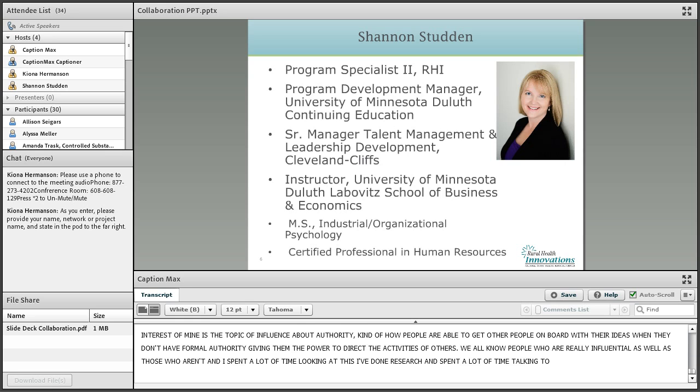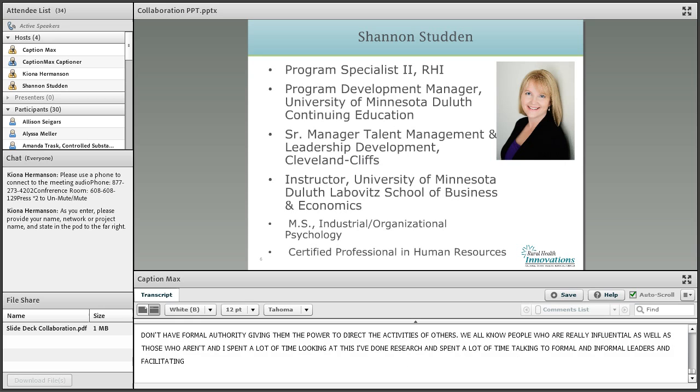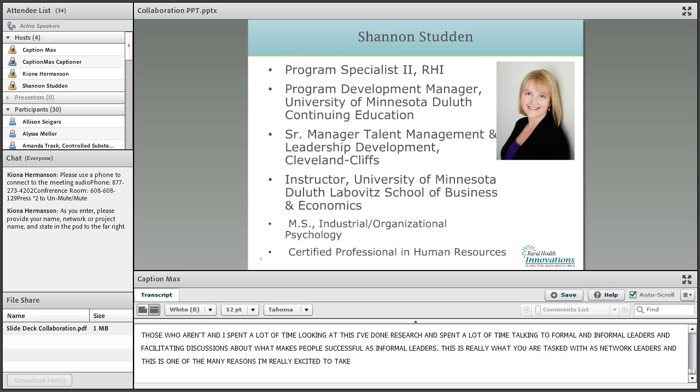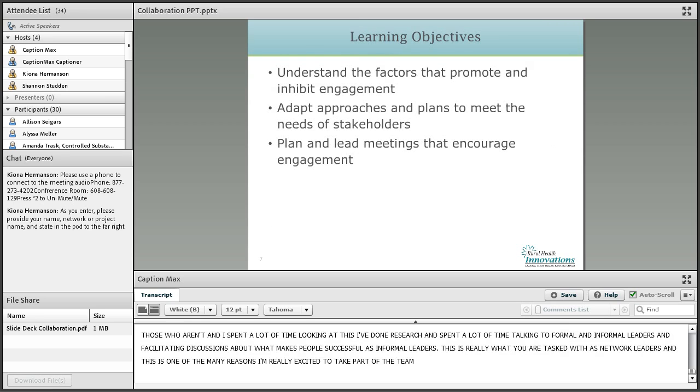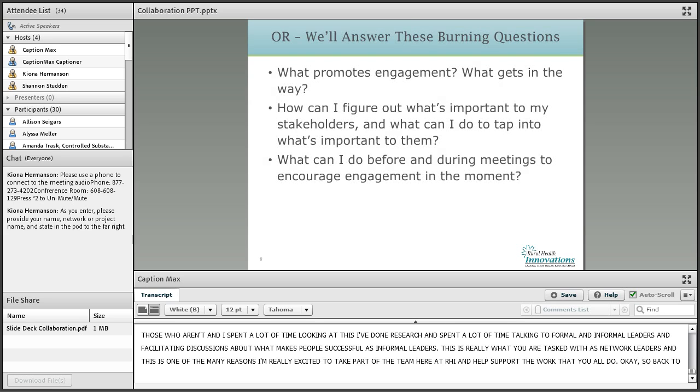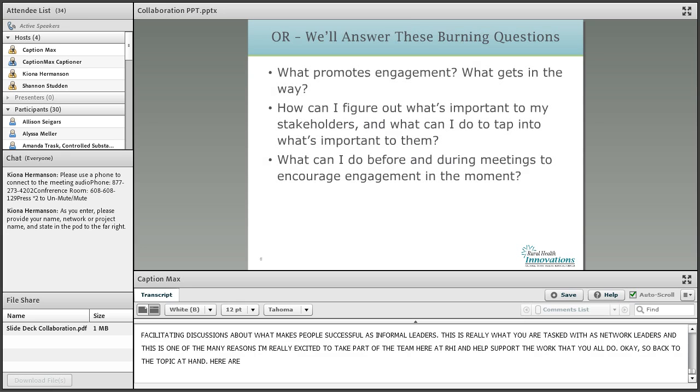We all know people who are really influential as well as those who aren't, and I've spent a lot of time looking at this. So I've done research, I've spent a lot of time talking to formal and informal leaders and facilitating discussions about what makes people successful as informal leaders. This is really what you are tasked with as network leaders, and this is one of the many reasons I'm really excited to be part of the team here at RHI and to help support the work that you all do.